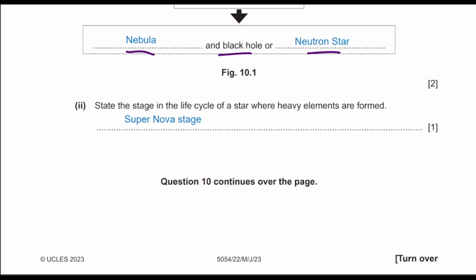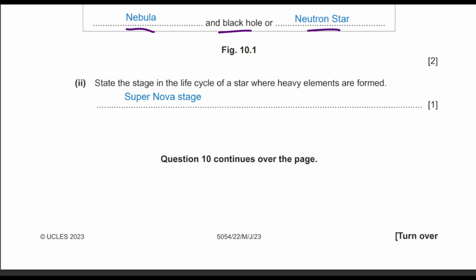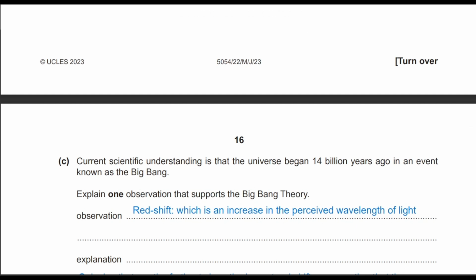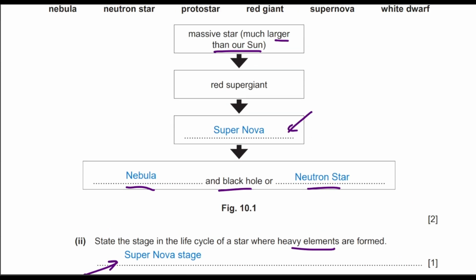Or a black hole. So the next part is state the change where the heavy elements are formed. Again, recall from memory, it's the supernova stage, where the heavy elements are formed. Because we understand that stars are burning hydrogen to become helium, right? So in the universe, how do we get uranium? How do we get lead? How do we get iron? How do we get the elements that make our bodies?